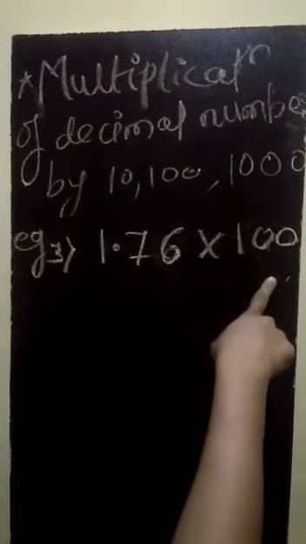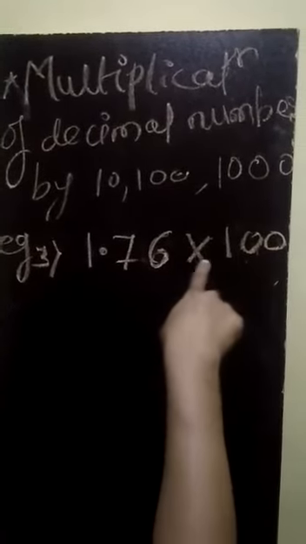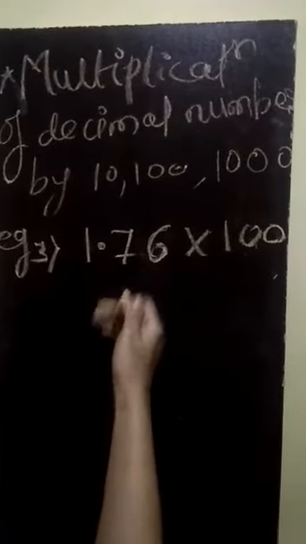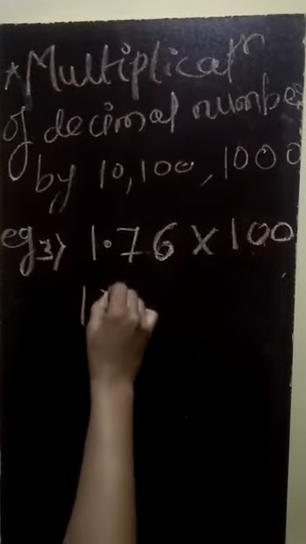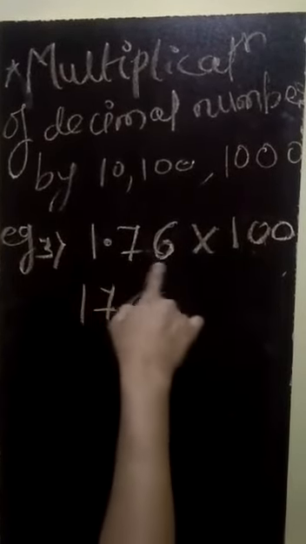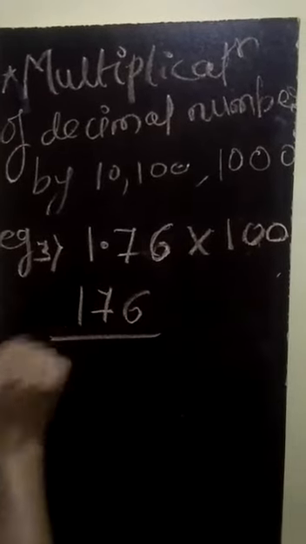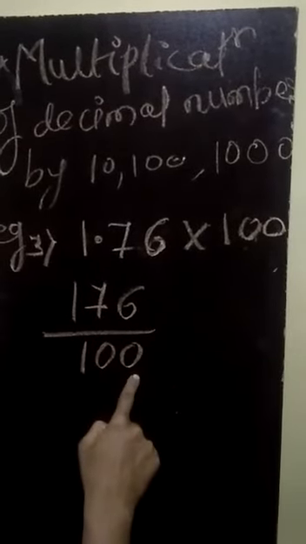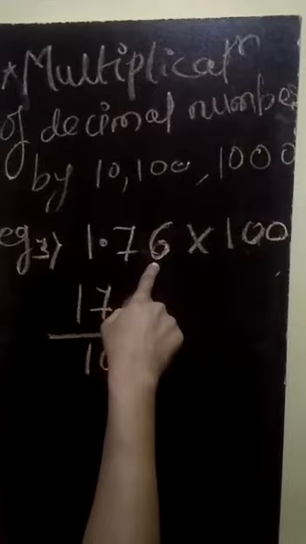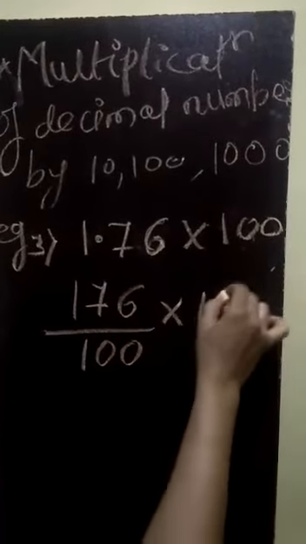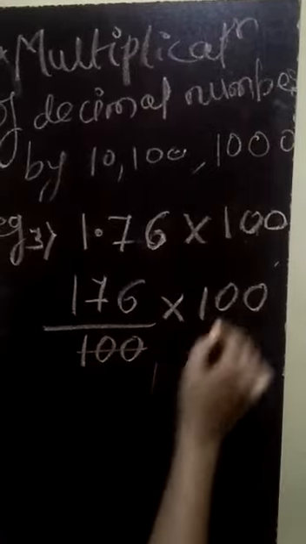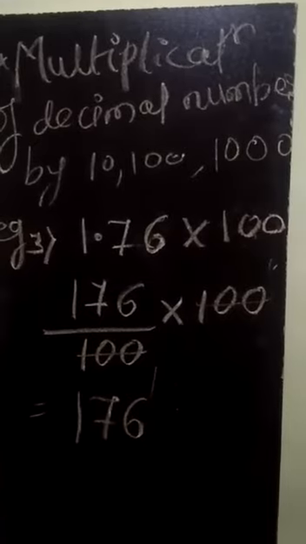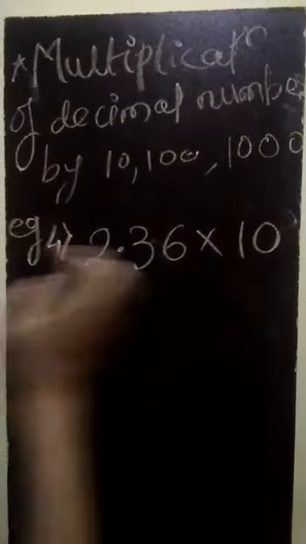Now one more example, if we see 1.76 multiplied by 100. So same, you have to convert this decimal number into a fraction. Now as you can see that after the decimal two digits are there. So what will be our denominator? It will be 100. Two zeros will come. Why two zeros? Because after the decimal two digits are there and this is multiplied by 100 as it is. So 100 ones are 100, 100 ones are 100. So the answer we get is 176.